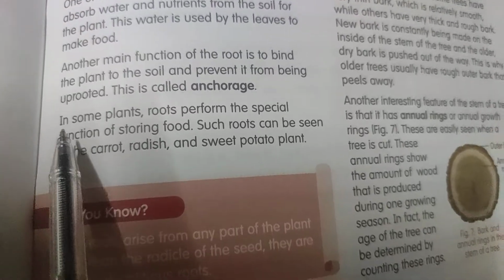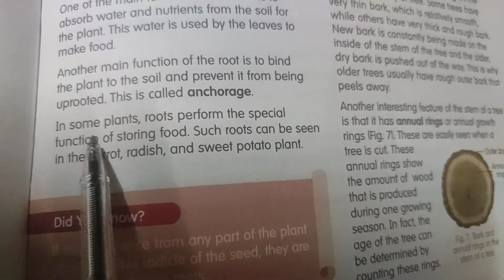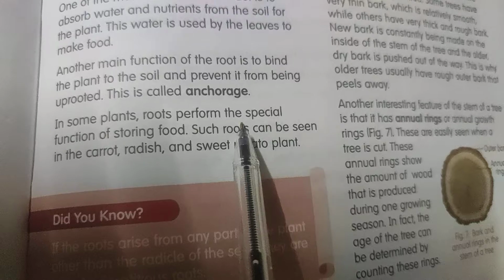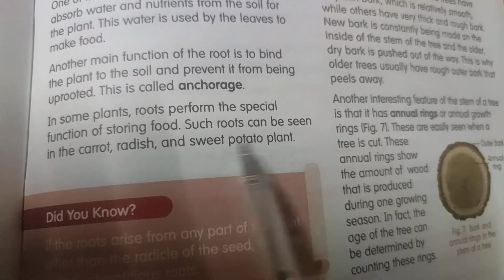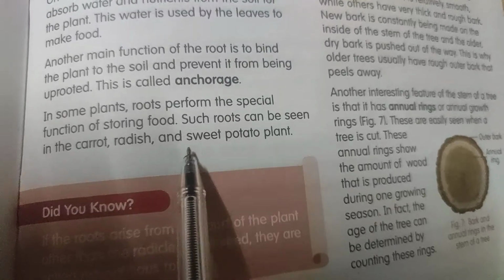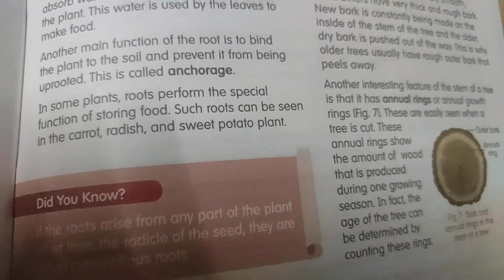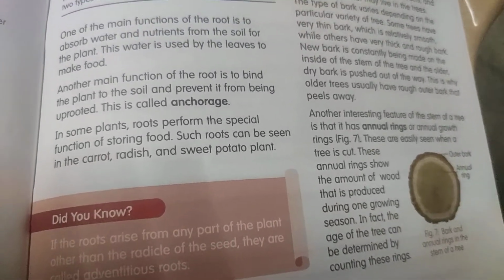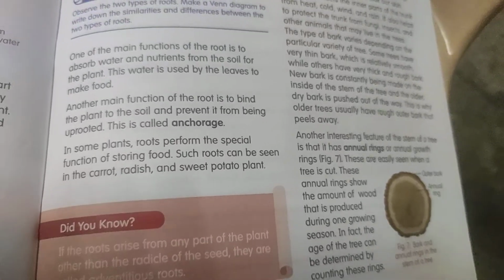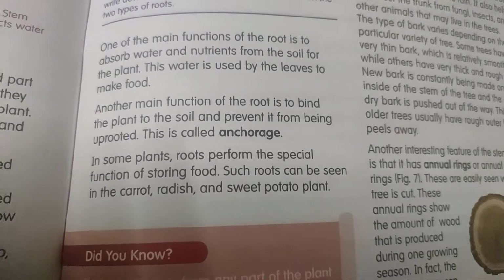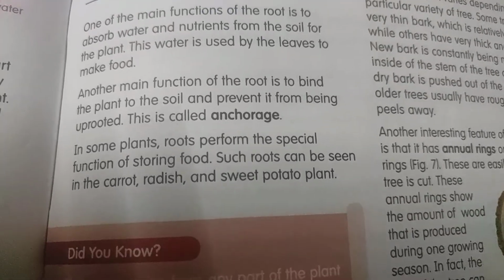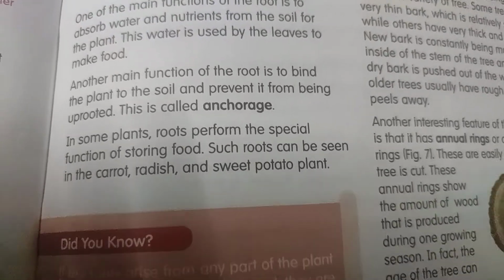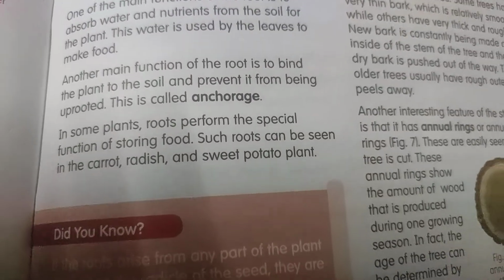Look at the paragraph. Keep your fingers. In some plants, roots perform the special function of storing food. Such roots can be seen in the carrot, radish and sweet potato plant. Now we are seeing the third function. The first function is absorbing water and nutrients. The second is anchoring, holding the plant. And the third use is food storage.